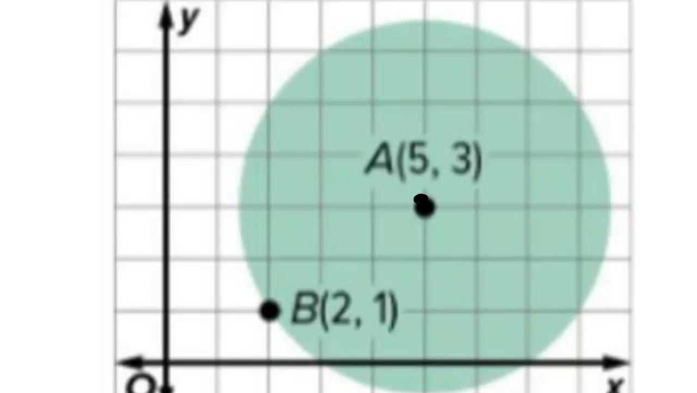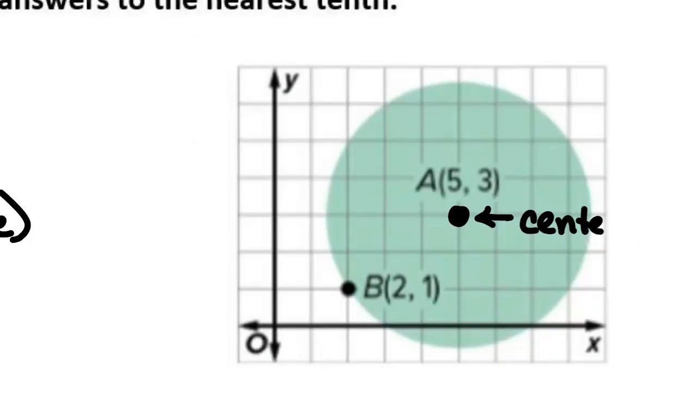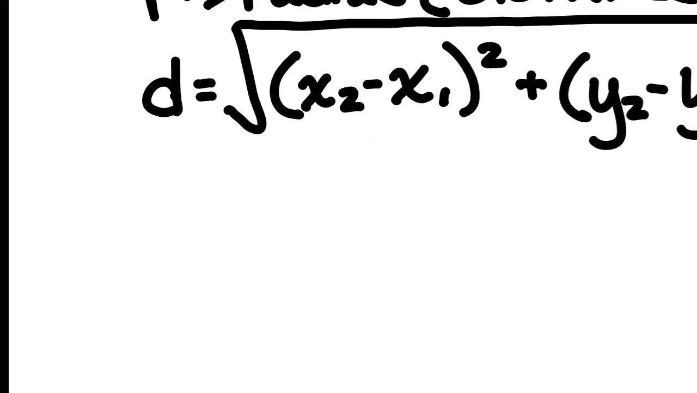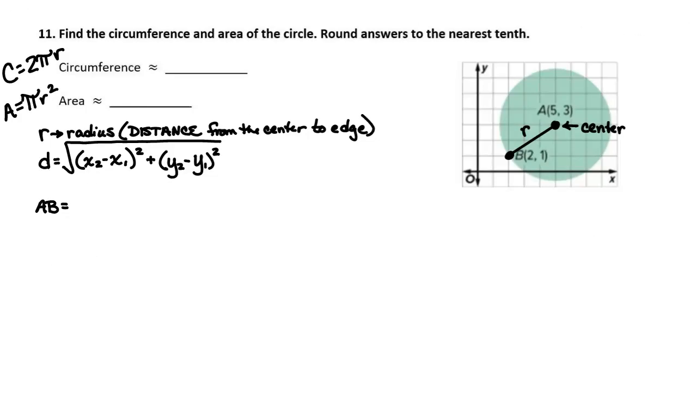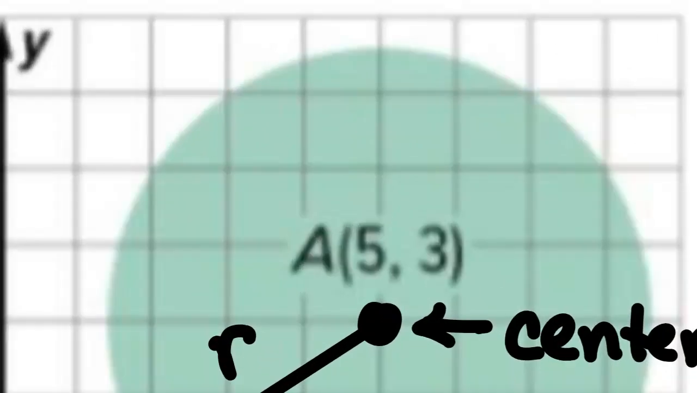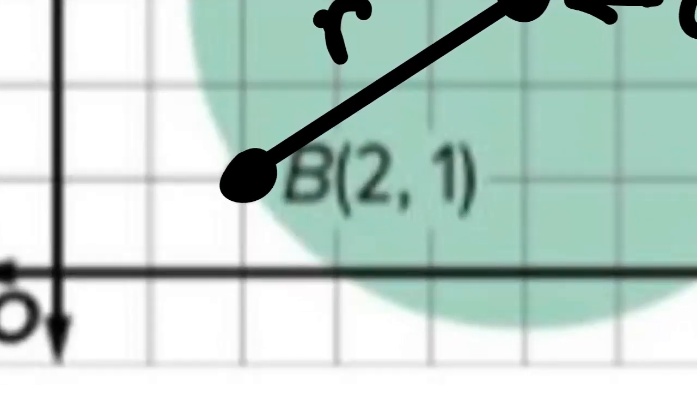All right, so we have the center right here. And we have a point that is on this circle, point B. So this distance right here is our radius. So we're going to go from point A to point B. I'm going to pick one of my points to be point 1. Let's go with, I don't know, point A. So that would be my x1 and my y1. And then I'm going to go with point B to be my x2, y2.